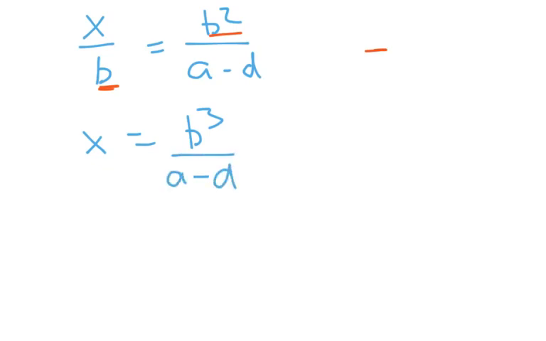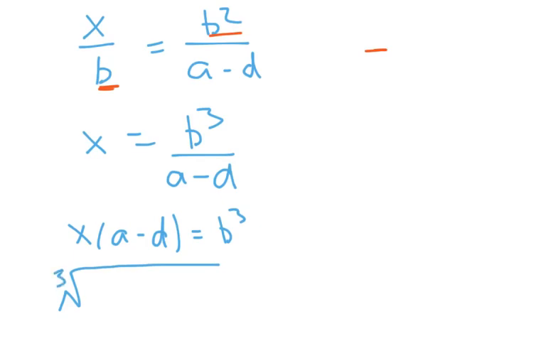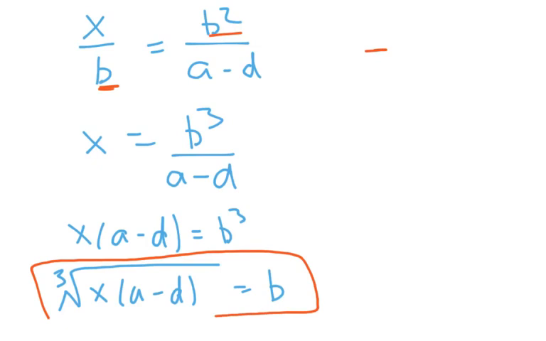And now I want to get the b on its own, so I need to multiply both sides by a minus d. So x multiplied by a minus d is equal to b cubed. And then I need to get b on its own, and that's the cube root. So I'm going to get the cube root, not the square root, of x times a minus d, and that's equal to b. Now that's a very difficult one because you may not have come across cube roots and cubes before, but it's exactly the same sort of structure we've been doing.